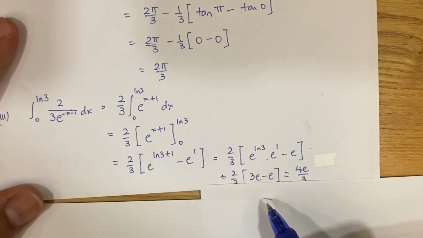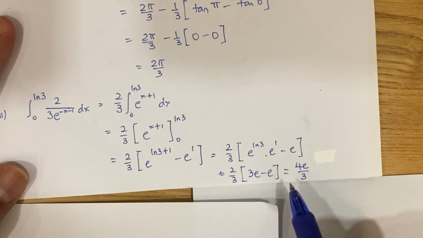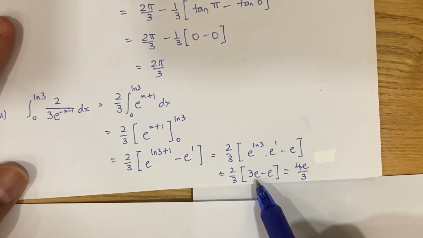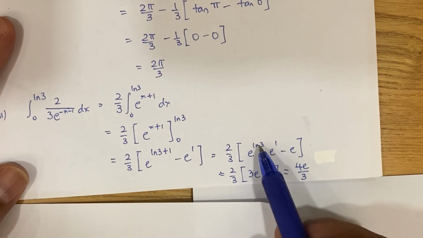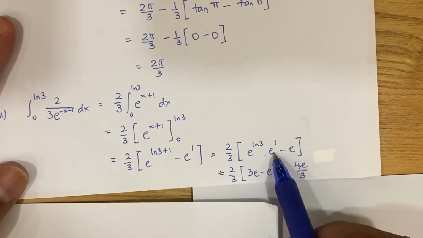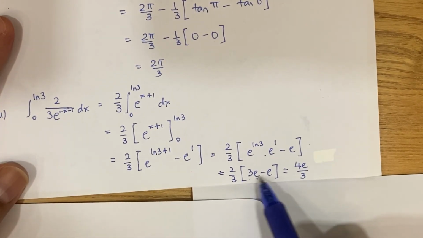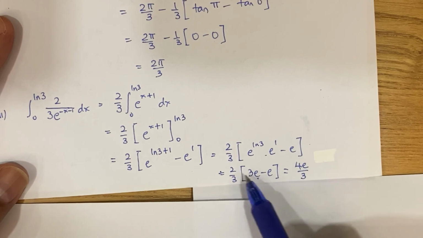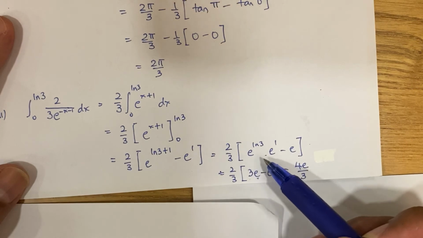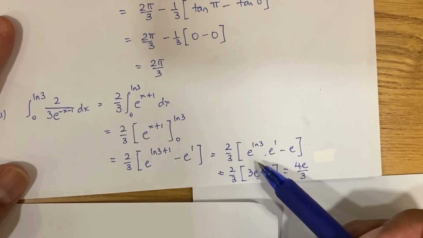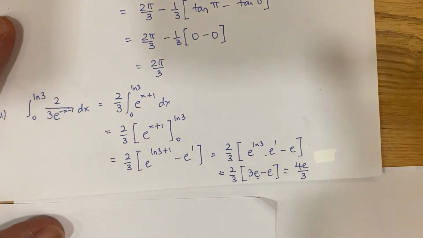if you take a calculator, it's going to give you 3. That's the good part about this. So e to the ln 3 will give you 3 times e, which is 3e minus e. So 3e minus e will be 2e. 2e times 2 will be 4e divided by 3, because e to the ln 3, if you use a calculator, will give you 3. So that's the end of the examples. Thank you very much.